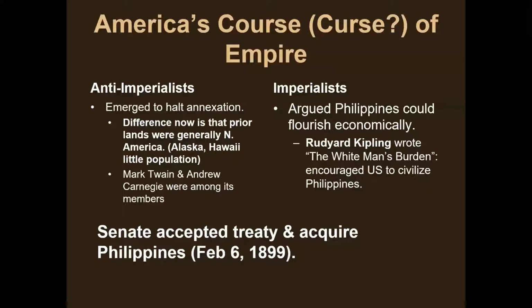And so the imperialists argued the Philippines could flourish economically, which would benefit the Filipino people, and of course could potentially benefit the United States as well. Rudyard Kipling wrote what was called The White Man's Burden, and we've referenced this already in class. But what it did is it encouraged the United States to, according to Kipling, quote, civilize the Philippines. And so it was the United States' responsibility, the white man's responsibility, to civilize what Kipling deemed these backwards people. The Senate accepted this treaty by one vote, and the Philippines were acquired on February 6, 1899.